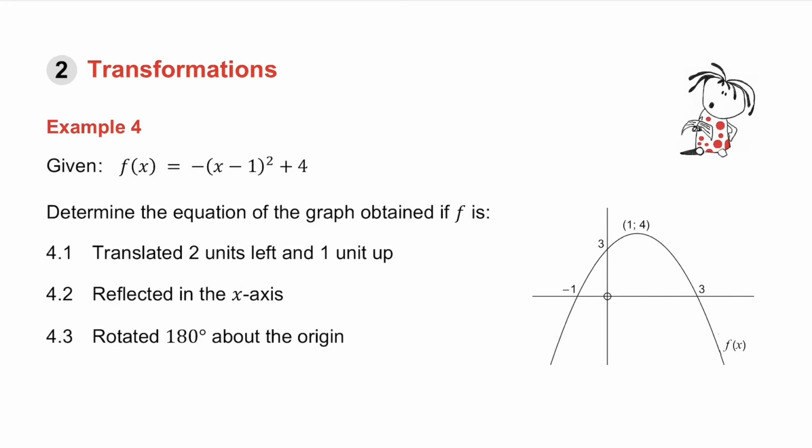The next thing we're going to look at is transformations. And I'm going to take parabolas and I'm going to move them, and we're going to see what happens to the equations. So I've given you f of x is equal to minus x minus 1 squared plus 4. This graph has a turning point of 1, 4. And what we're going to do is determine the equation of the new graph obtained if f is firstly translated 2 units left, 1 unit up, reflected in the x-axis, and rotated 180 degrees about the origin.